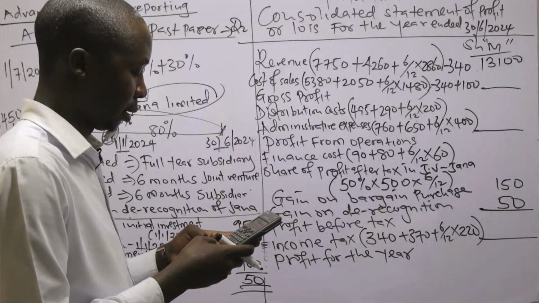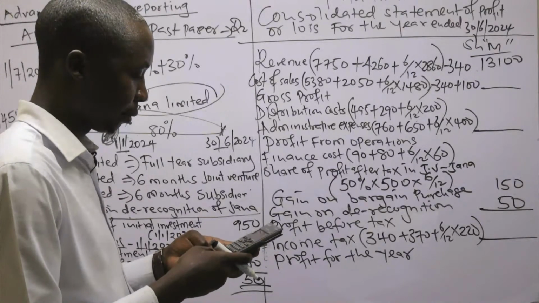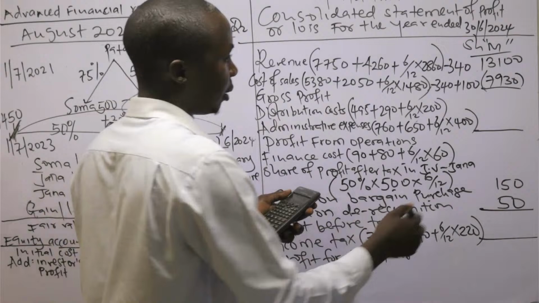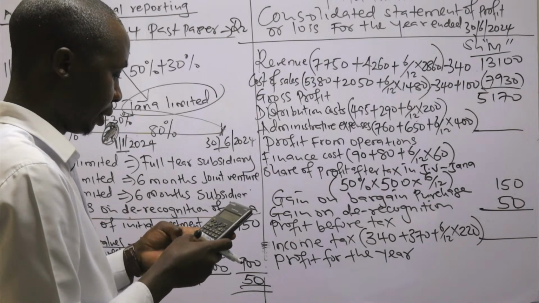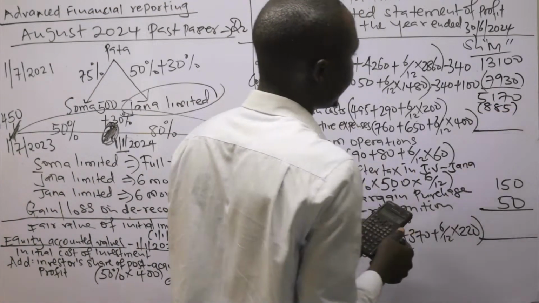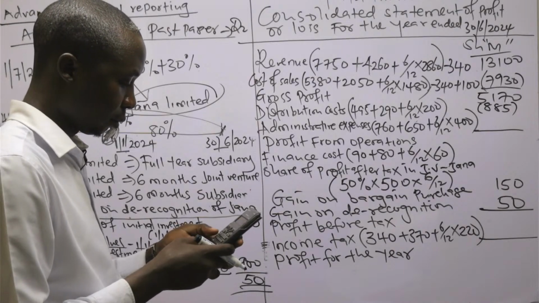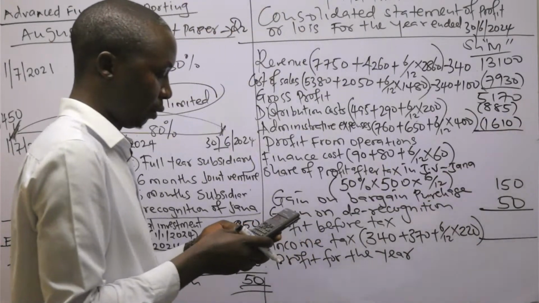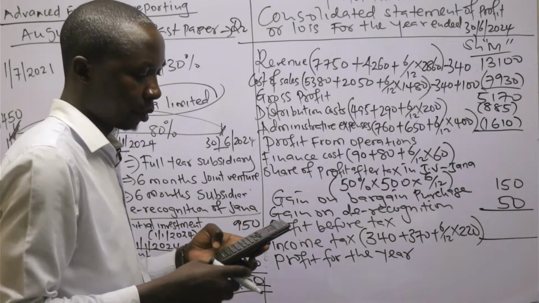5380 plus 2050 plus 6 over 12 times 1480 minus 340 plus 100. This is 7930. So 13,100 minus answer. This is 5170. So 495 plus 290 plus 6 over 12 times 200. This is 885. That is distribution cost, 885. So this is 1610. So 5170 minus 885 minus 1610. So that is 2675.